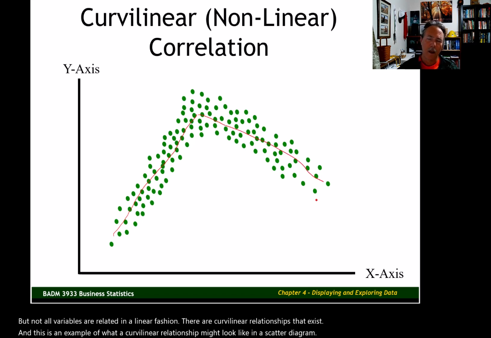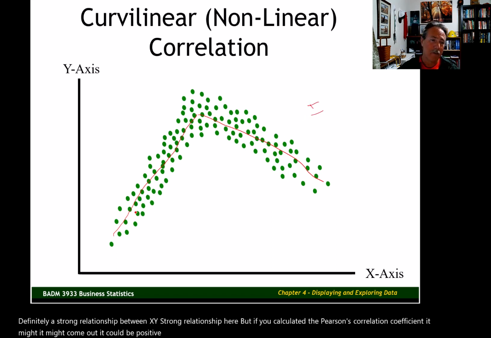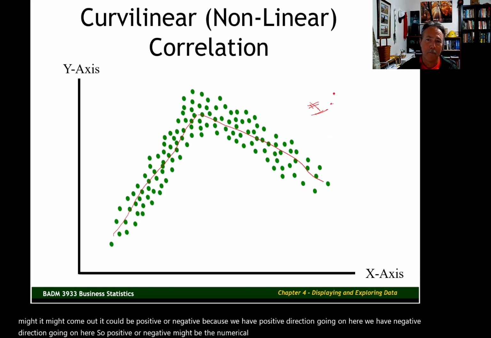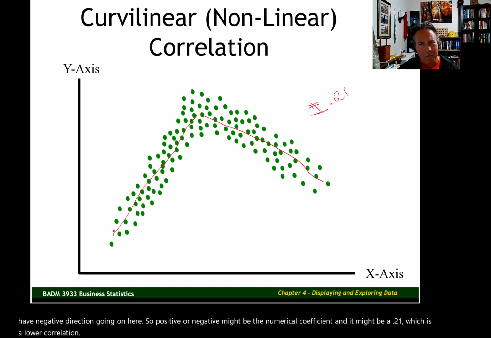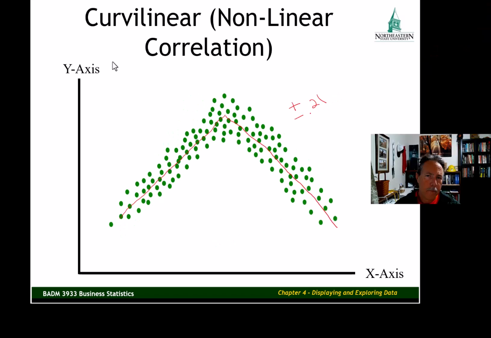Definitely a strong relationship between X and Y. Strong relationship here. But if you calculated the Pearson's correlation coefficient, it could be positive or negative, because we have positive direction going on here, we have negative direction going on here. So positive or negative might be the numerical coefficient, and it might be a 0.21, which is a lower correlation. But again, that numerical coefficient is not giving us a good indication of what's going on within the data.